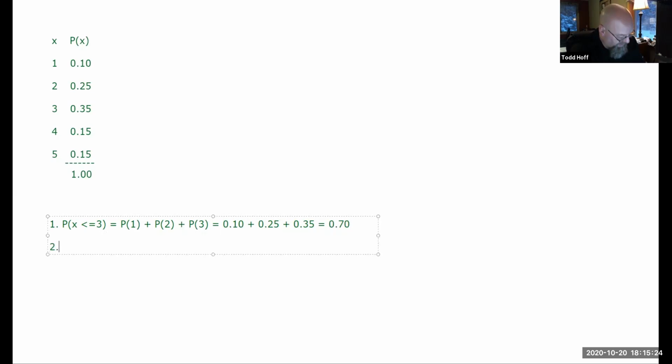Now that's somewhat different from the probability X is less than 3, that a randomly selected student has less than 3 classes. Well, that no longer includes the 3. It includes 1 and 2. So that's 0.10 plus 0.25, or 0.35. You'll notice the difference between those is just the probability of 3, because that's the one that's missing from the less than or equal to 3 to the strictly less than 3. The 3 is removed. So the difference between those two resulting probabilities is the probability of being 3.